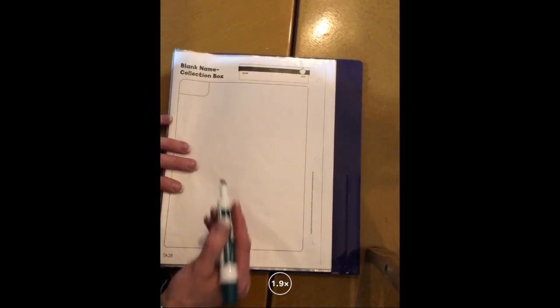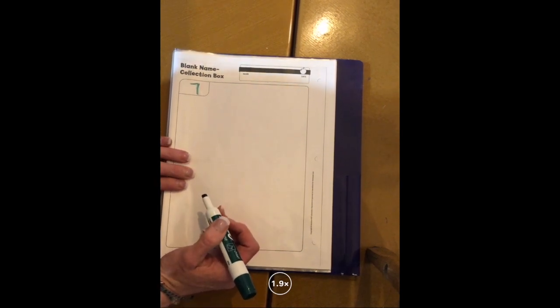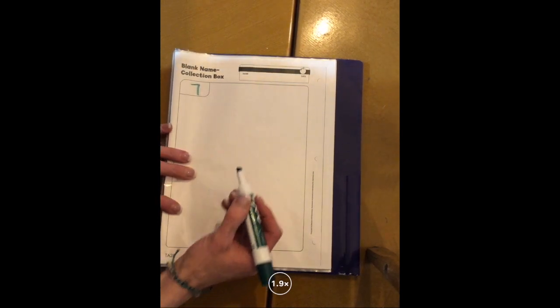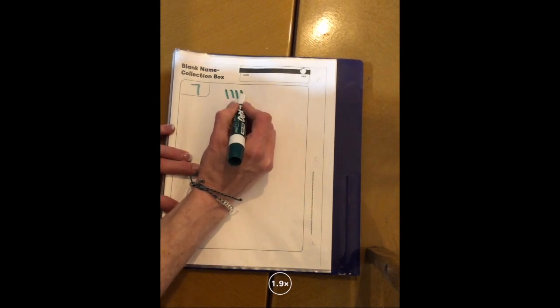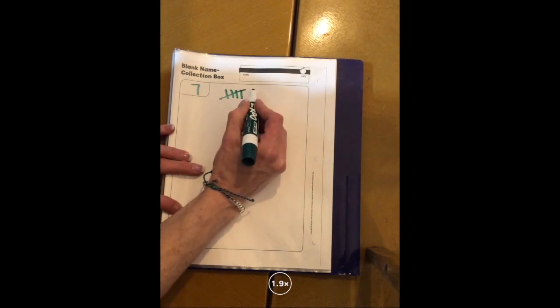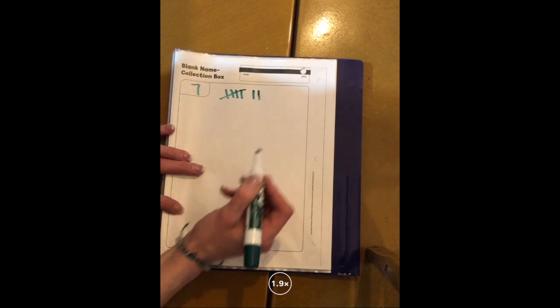In your blue binder, you have a name collection box. We are going to write all the names that represent 7. So in your blank name collection box, we're going to put a 7 here because that's what all these names are going to represent, 7. So you could write seven tally marks.